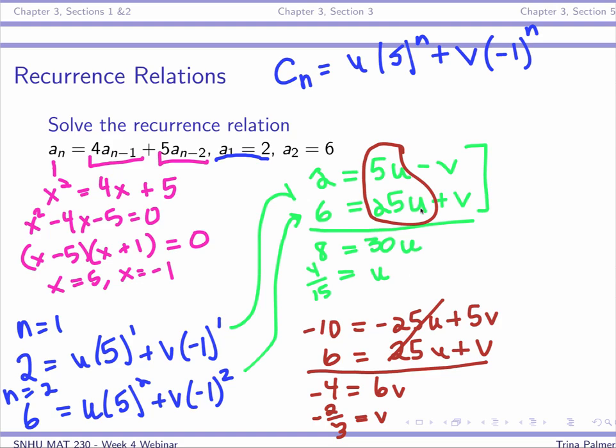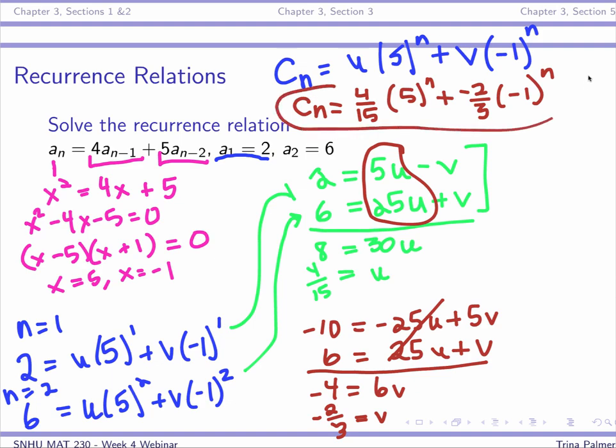So now that I have my u and my v, I can come back up and rewrite my explicit formula. So u is 4/15 times 5 to the n, plus my v is negative 2/3 times negative 1 raised to the n. This is the solution to solving the recurrence relation. Now if I wanted to find a or c sub 100, I can just plug in 100 to the formula. I don't have to write out every term up until then.